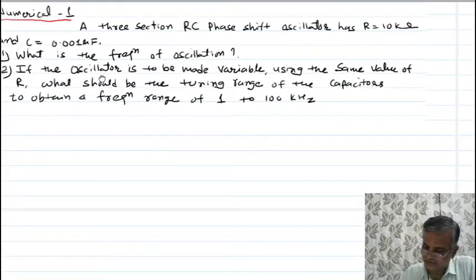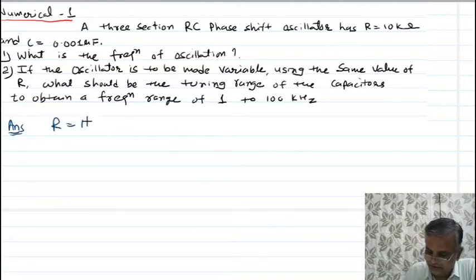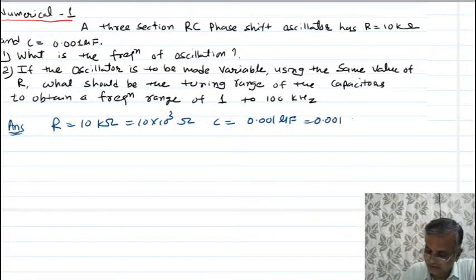Let us discuss numerical number 1. See, this is the question about the RC phase shift oscillator. Here it is mentioned a 3-section RC phase shift oscillator has R equal to. So you first write the data. R is how much they have given? 10 kilo ohm. It is nothing but 10 into 10 raised to 3 ohm. And C is equal to 0.001 microfarad. It is nothing but 0.001 into 10 raised to minus 6 farad.